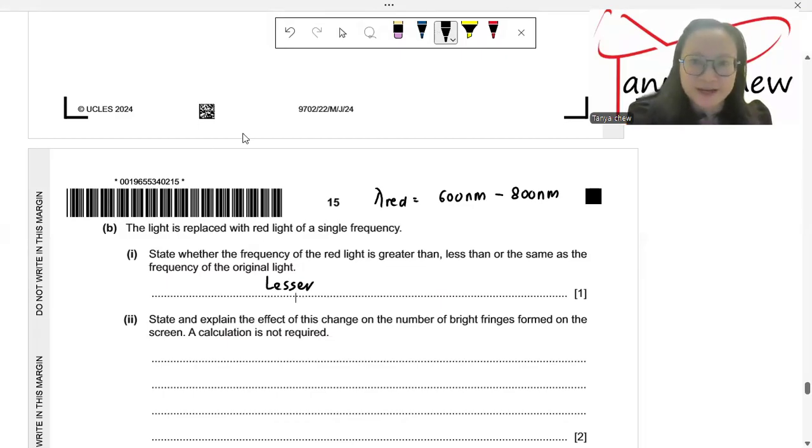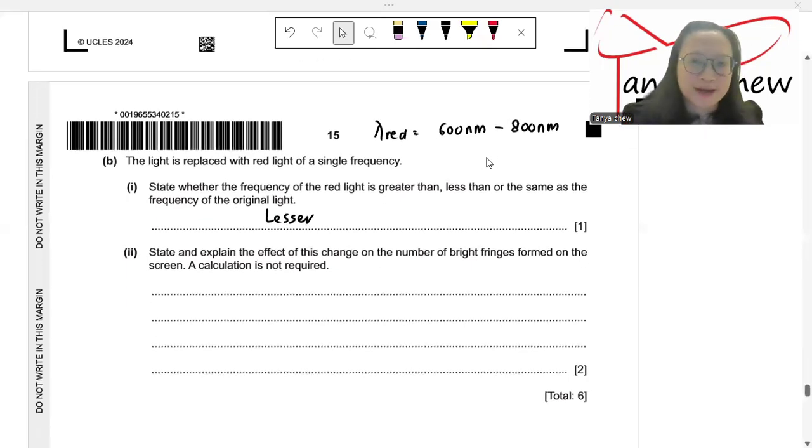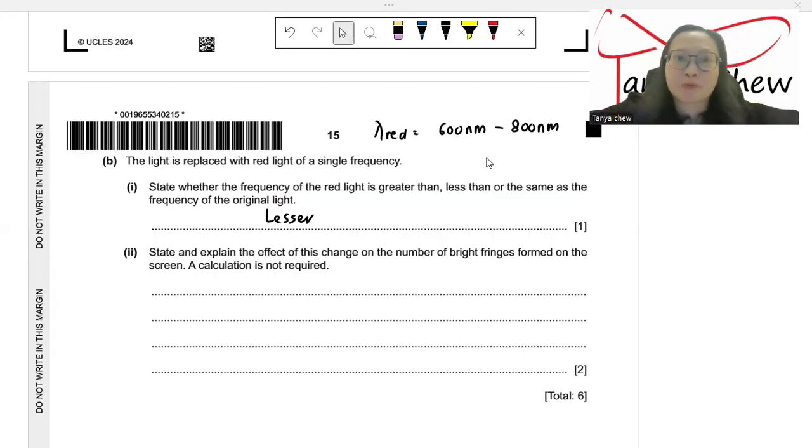So the second part: state and explain the effect of this change on the number of bright fringes formed on the screen. A calculation is not required. I would say that since the wavelength is longer, more diffraction would be formed. So this light will undergo more diffraction. Therefore, the number of bright fringes is actually lesser because more diffraction means more spread out. More spread out, so most of the bright fringes couldn't be formed on the screen. So that's the answer.